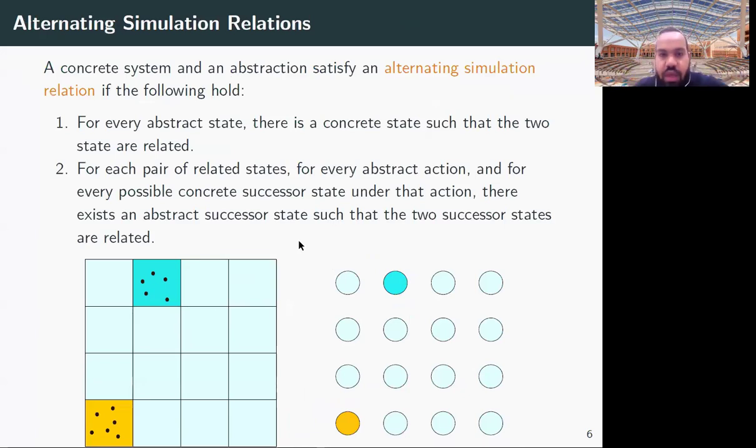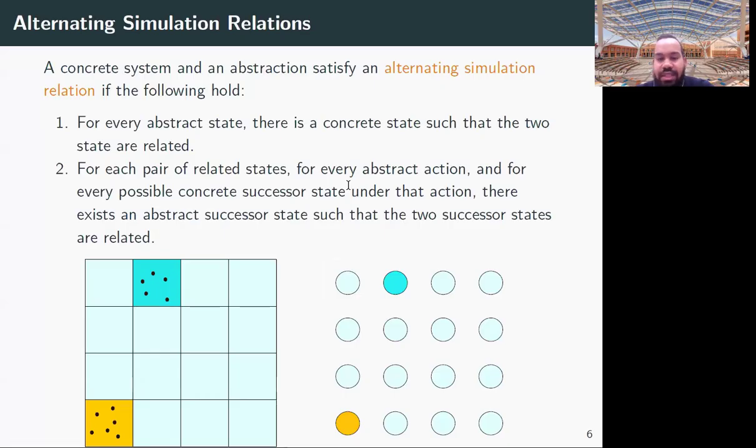So after explaining what the abstraction is, we need to explain what the alternating simulation relation is. So the problem is, how do we know our abstraction accurately represents the original system? So that's where alternating simulation relation comes in. So first, for every abstract state, which is the first condition, there must be at least one concrete state that corresponds to it. So think of this as the abstraction should be complete. So it doesn't contain any imaginary state that doesn't map back to something real in the concrete system.